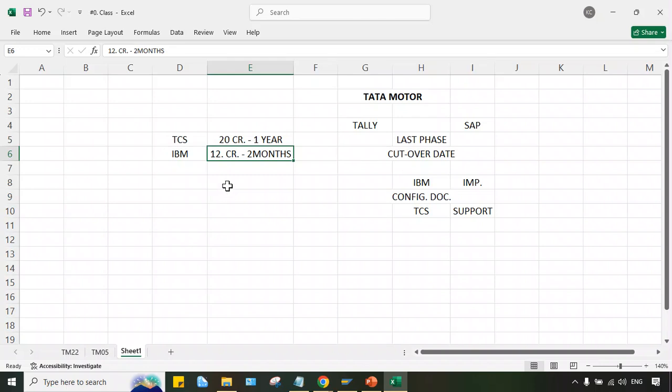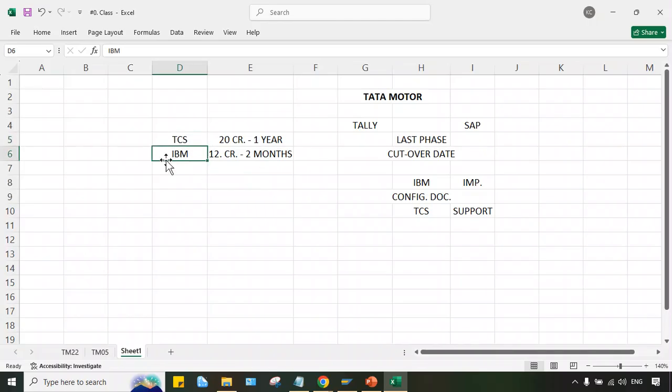Okay, so somewhere they have decreased the amount. At the same time, look here, the support duration is also decreased by the IBM people. So the project went to IBM, and the client thought, okay, let's do this implementation in 12 crore only. And later on, what is happening is they will give free-of-cost support for 2 months. After that, we will decide whether we have to go with IBM or TCS or what, right?